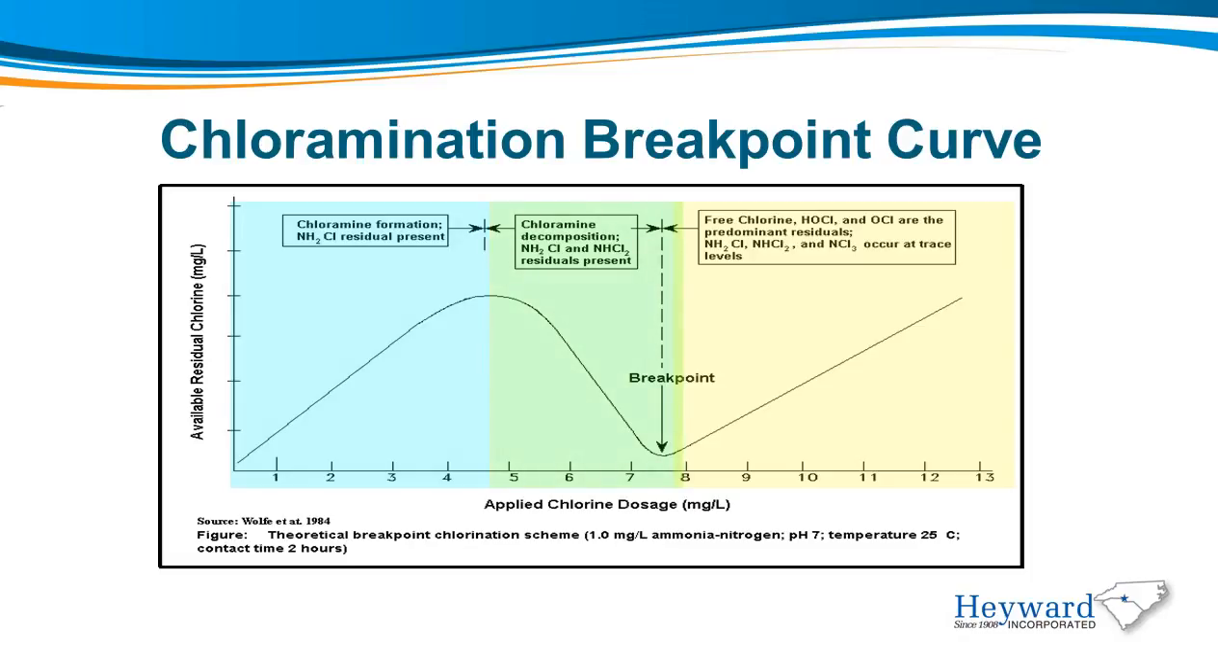As additional chlorine is dosed, it begins to decompose the monochloramine into dichloramine and trichloramine until eventually the breakpoint is reached. Any additional chlorine that is added remains in the form of free chlorine, and eventually the ammonia is broken down and the nitrogen is released as nitrogen gas.